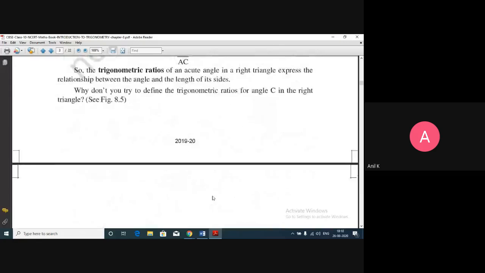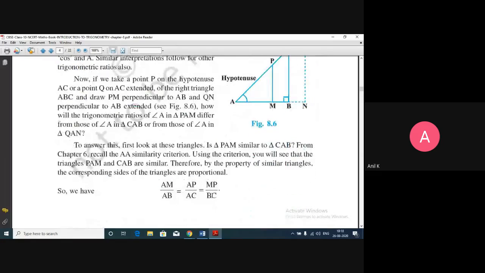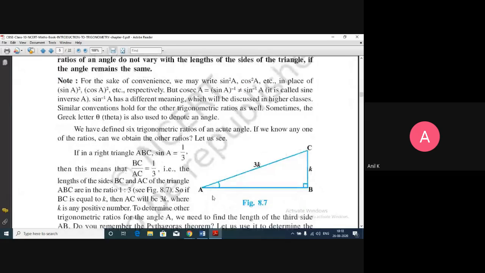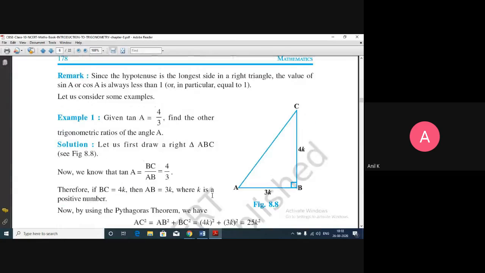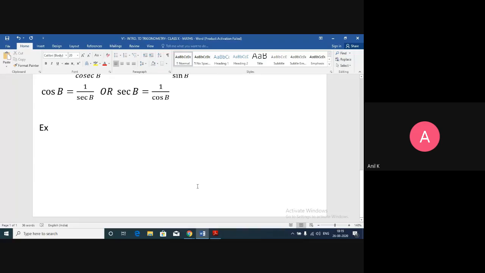We have given the definitions. Just read all this theoretical part, okay? Next, we'll discuss a few examples. Okay. Now example 1, given tan A equals 4 by 3. So let's take a few examples based on this concept.